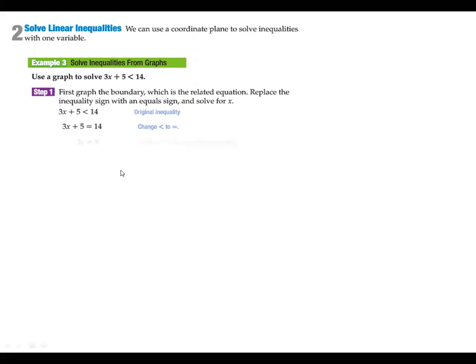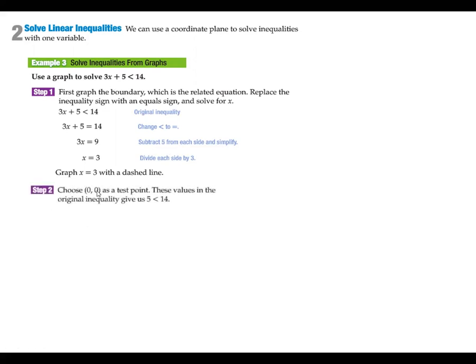So subtract 5, divide by 3, you get x equals 3, and you graph the line x equals 3 with a dashed line because it's strictly less than. All right, then choose (0, 0) as a test point and test those values in the original inequality.